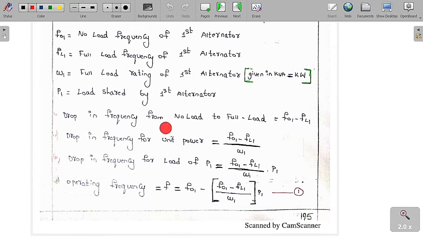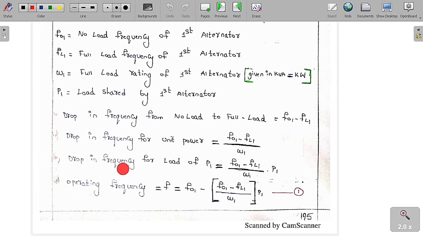Then the drop in frequency from no load to full load. What is the drop in frequency from no load to full load of the first alternator? It is F01 minus FL1. Then the drop in frequency per unit power: it is (F01 minus FL1) by W1. Therefore, the drop in frequency for unit power is equal to (F01 minus FL1) by W1.